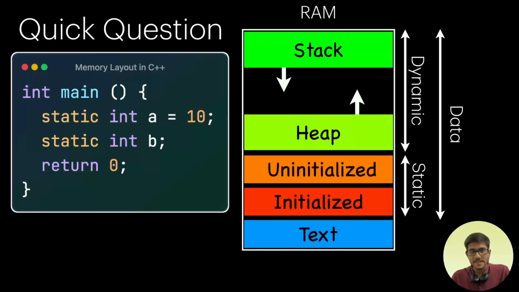So now I will be explaining where these values will be stored. Most of you might think that since it is written inside the main function, it will be stored in the stack. But that is not true. Since it is a static variable, it will definitely be stored in the static section without a doubt. And it is initialized, so it will be stored in the static initialized section. It does not matter that it is inside the main function or any function.